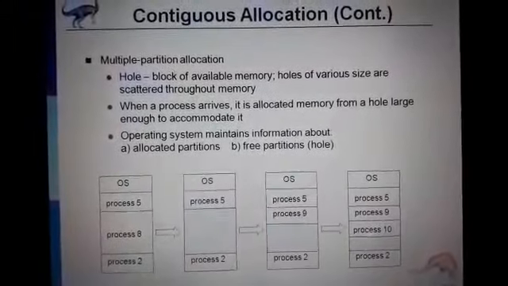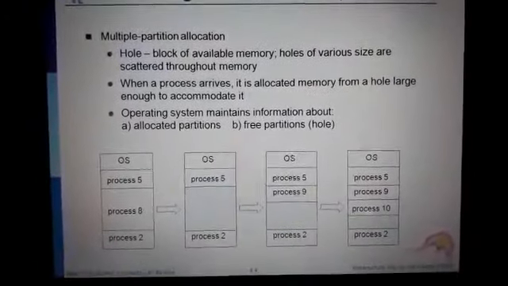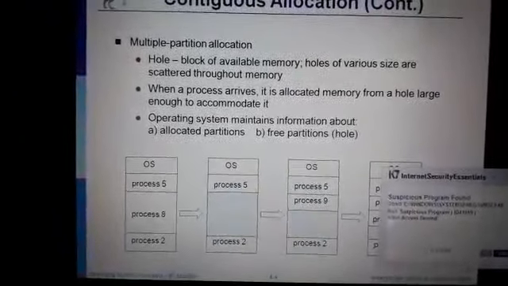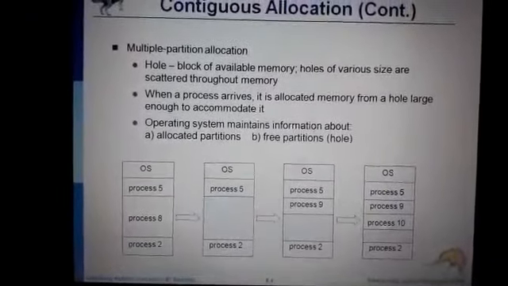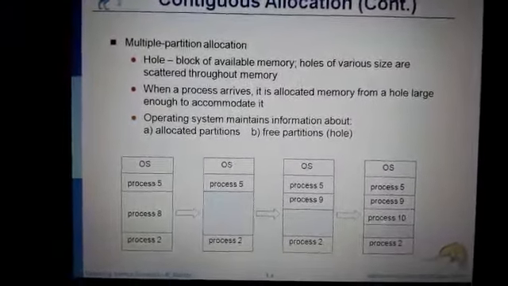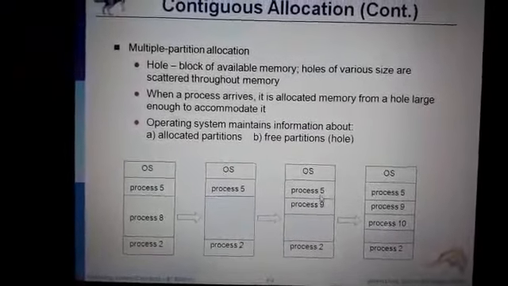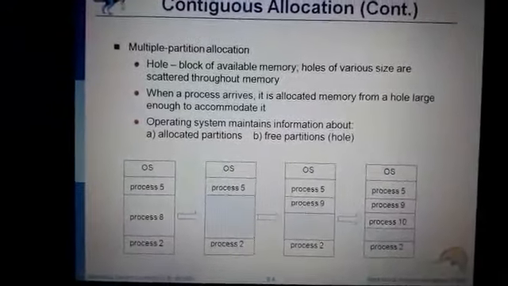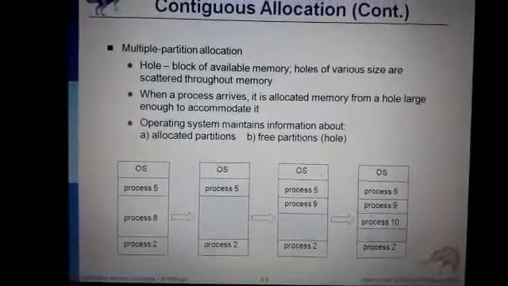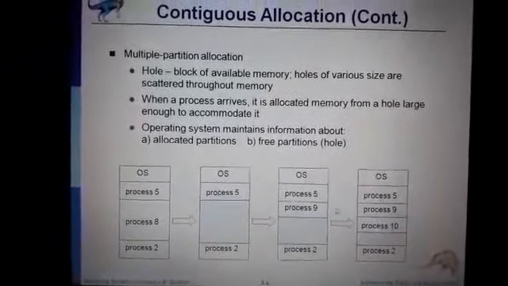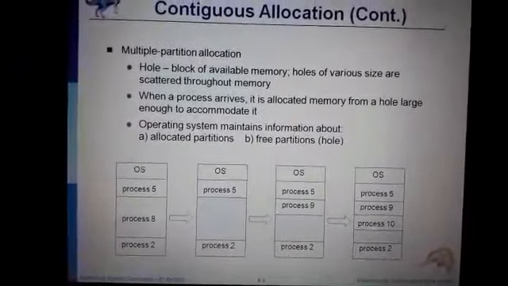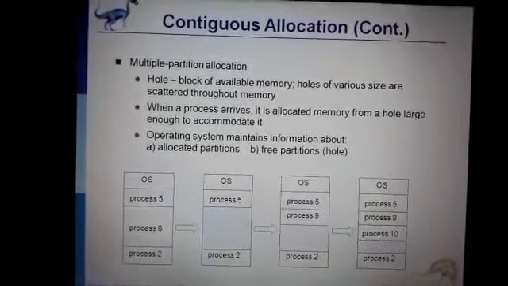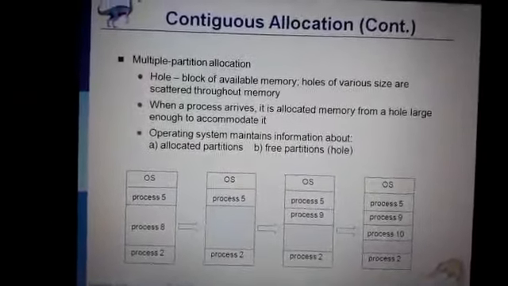Contiguous allocation, multiple partition allocation. Look at the diagram here. In the operating system there are several processes: process 5, process 8, process 2. Process 8 is removed from here, and process 5, process 9 and process 2 remain. Process 9 is a new process introduced here. Process 10 is also a new process introduced when compared to the previous diagram. There are certain terms and some allocation partitions; there are two different types of allocation partitions. First we will go on to the multiple partition.